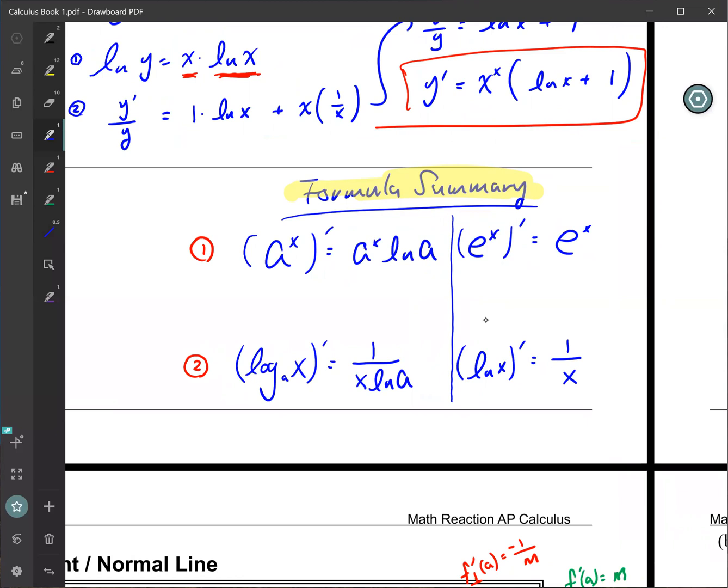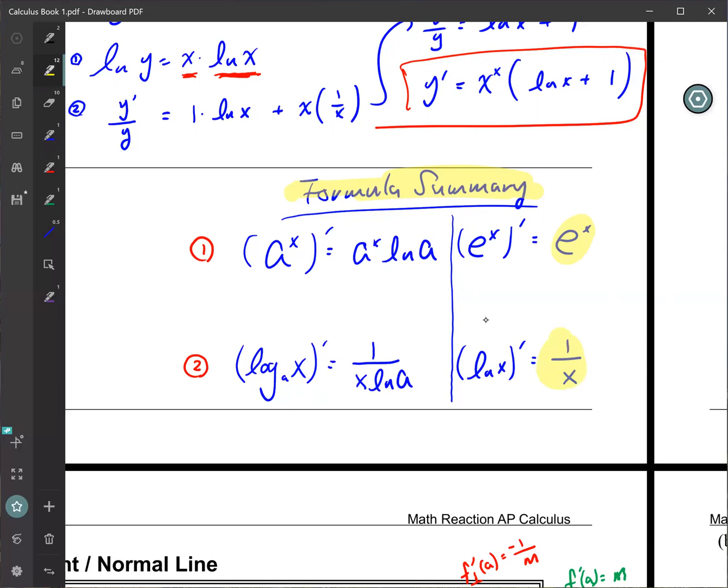Same thing with number 2. If I replace a with e, then it will become 1 over x ln e. And ln e again becomes 1. So you're just left with 1 over x. So in fact, the way I do it is I remember the right-hand side because it's shorter.